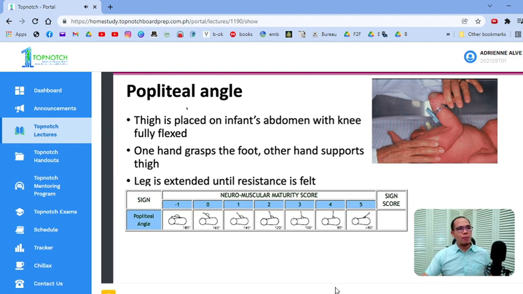Okay, how do you check for the popliteal angle? So how do you check this? First, you place the thigh on the infant's abdomen with the knee fully flexed. Fully flexed. Ilalagay mo yung thigh, ididikit mo siya sa abdomen ng bata, and yung knee niya fully flexed, so nakatupi. With the knee fully flexed, so nakatupi pa yan.